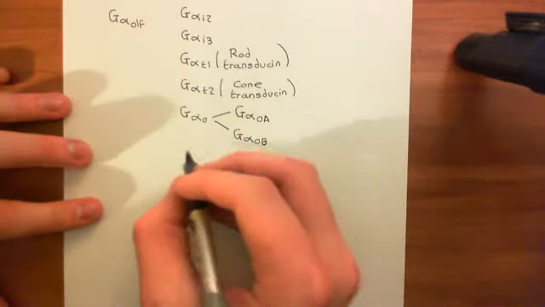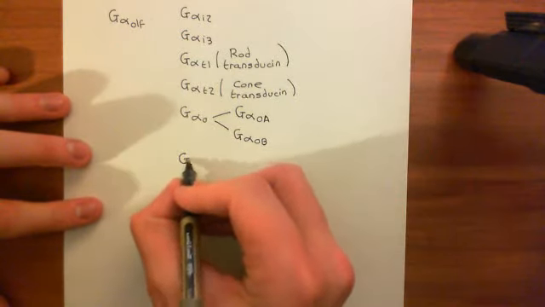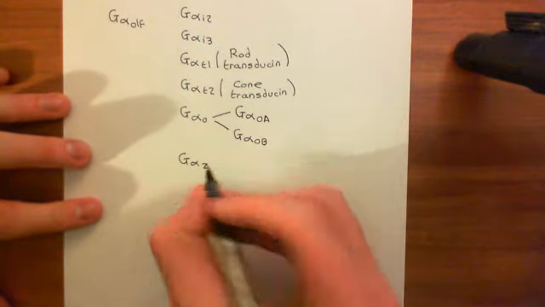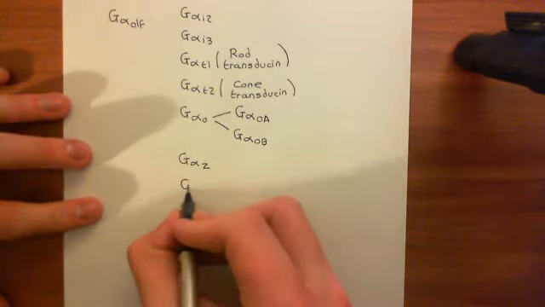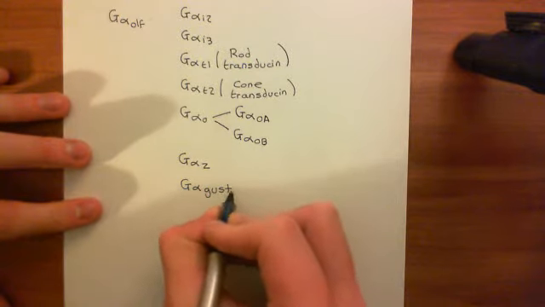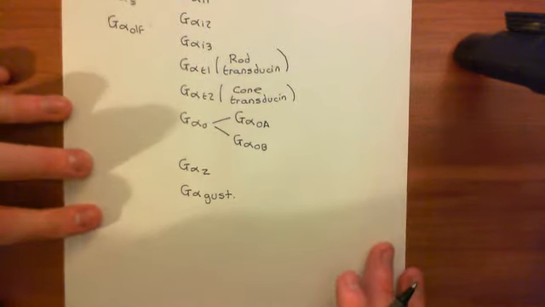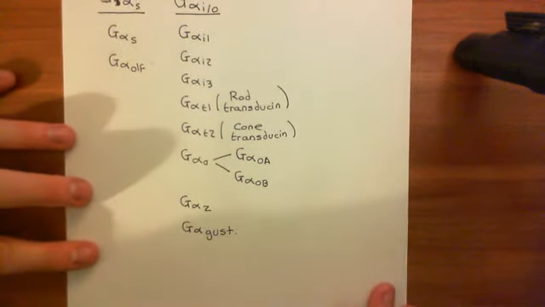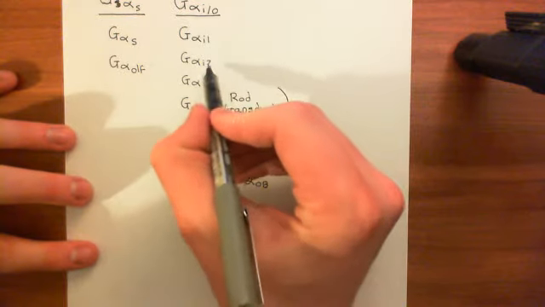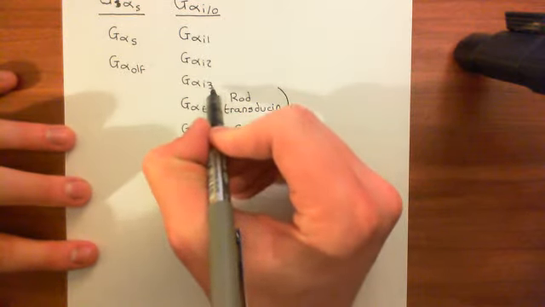Okay, right. Then we've got G alpha, which ones are next? We need G alpha Z next, and then finally, the final member of this large family of alpha subunits is G alpha gust. So these are all different genes coding for alpha subunits. So we have these three G alpha I's, G alpha I1, G alpha I2, G alpha I3.